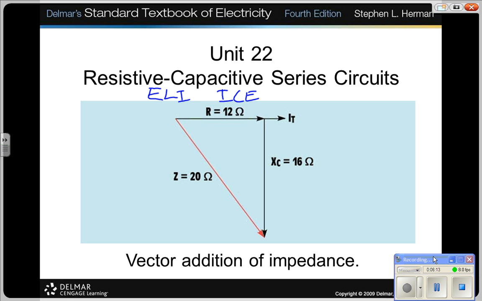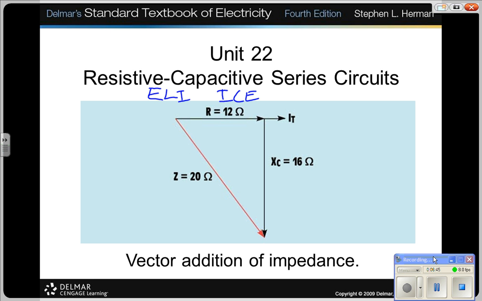Now, there's no such thing as a purely inductive or a purely resistive circuit, right? But we can say that mostly ELI, in an inductive circuit, voltage leads the current, and in a capacitive circuit, the current leads the voltage. Okay? Those are opposite relationships, right? Because they are opposite functions.